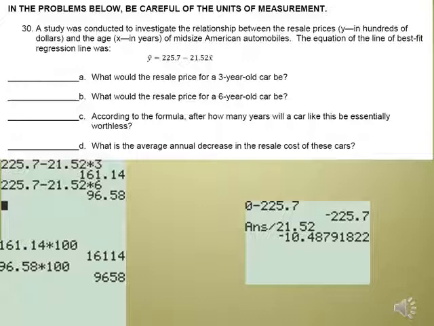And the other problem here, it says to be careful of units of measurement. And what they're telling us is what's going to be the resale price of a car that is a certain number of years old. And the first one is what would you have for a 3-year-old car, then what would you have for a 6-year-old car?